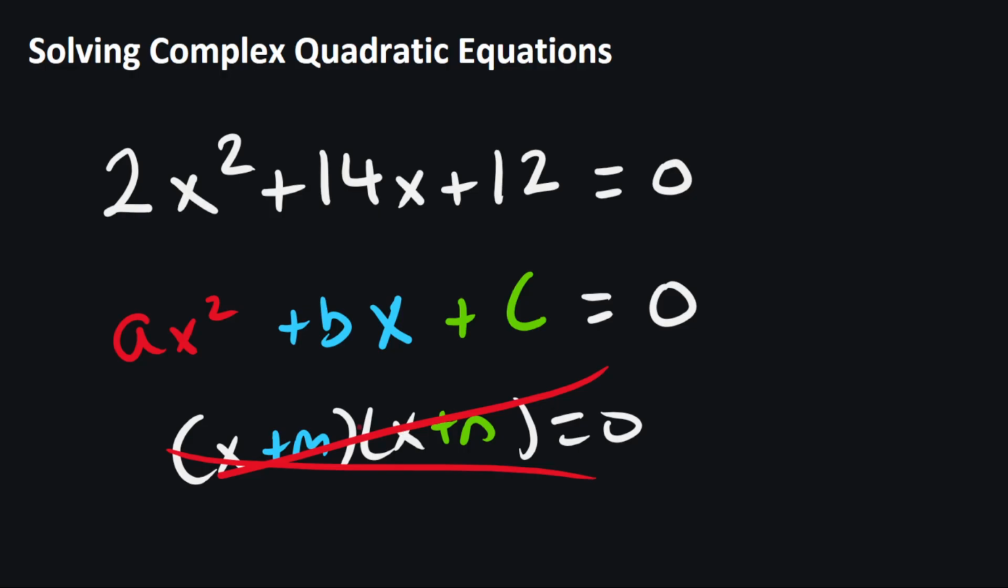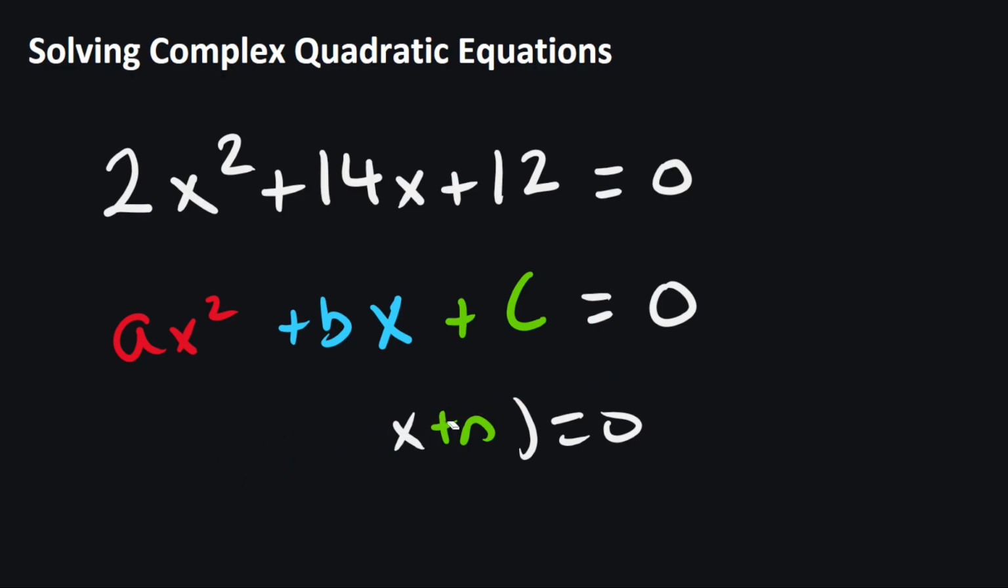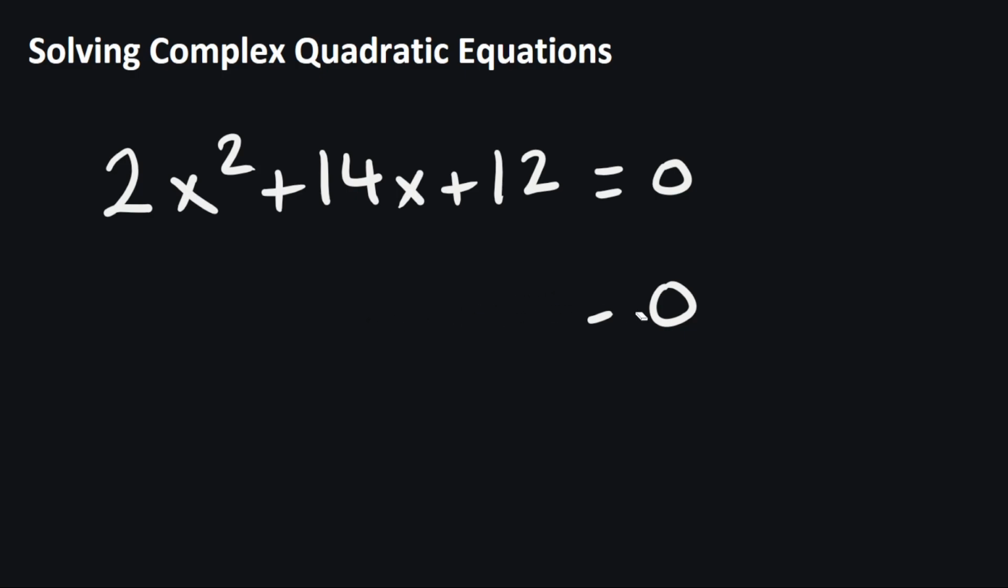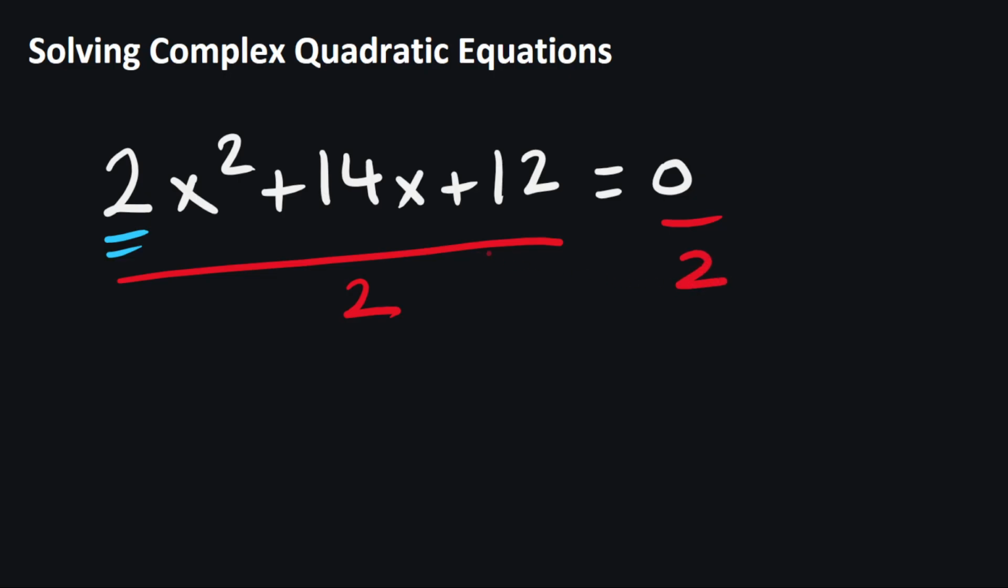So what can we do in this case? Well, there are a couple of routes. What we can do, since a is not equal to 1, is make a equal to 1. And how we can do that is, okay, what is a currently? A is 2. Good, so let's divide both sides of the equal sign by 2.